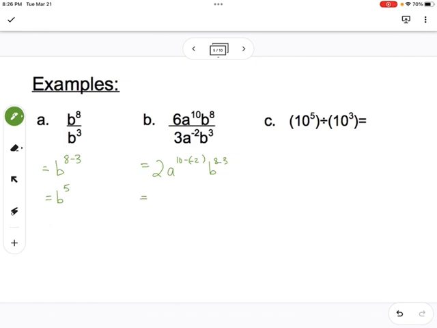So simplifying that, we get a, and 10 minus negative 2 is really 10 plus 2, which is 12. And b to the 8 minus 3, which is 5.